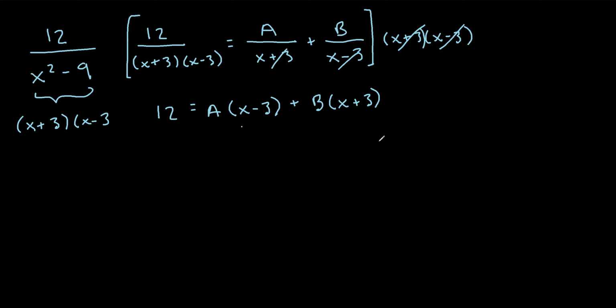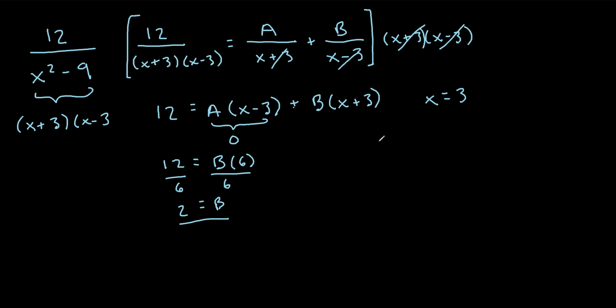To do that, the trick that we can use is to pick a value for x to cancel out either this whole a expression or this whole b expression. So for example, if we chose x is equal to 3, notice that x minus 3 would be 0. So we would be left with 12 is equal to b times x plus 3. If x is 3, this is 3 plus 3, which is 6. So we have 6 times b. To solve for b, we just divide both sides by 6. So b is equal to 12 divided by 6, which is 2. So b is 2.